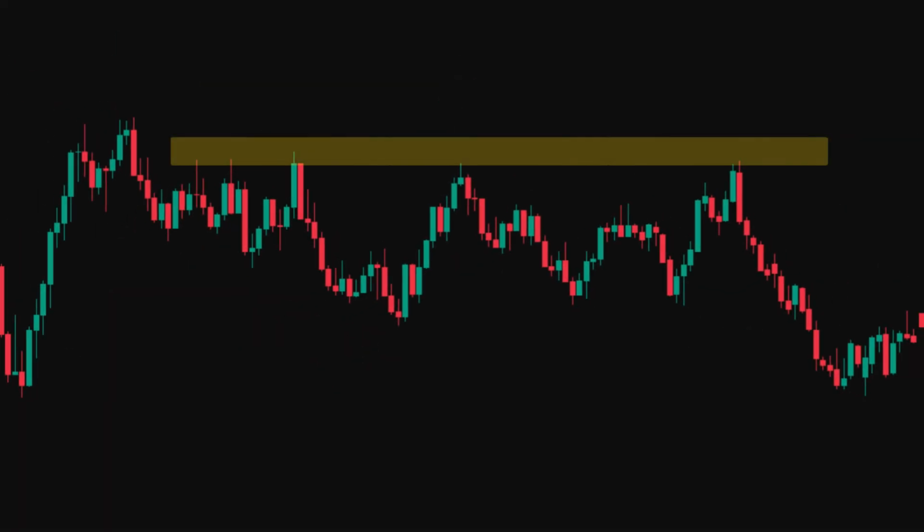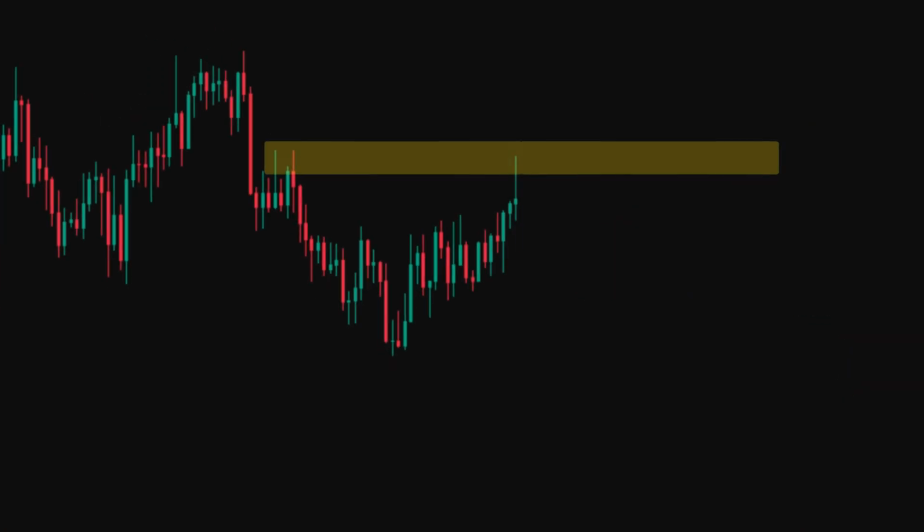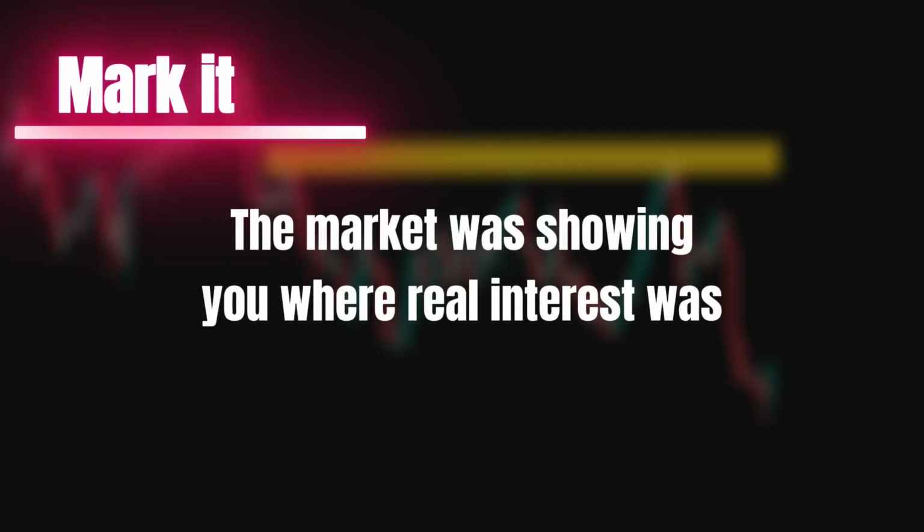And if price reacts strongly from the same area multiple times, that level becomes even more reliable. Anytime you see a sharp rejection or explosive move away from a price zone, mark it. The market is showing you exactly where real interest was.